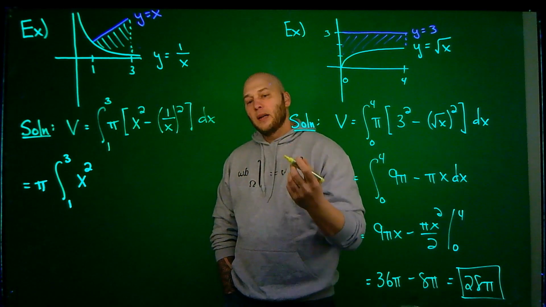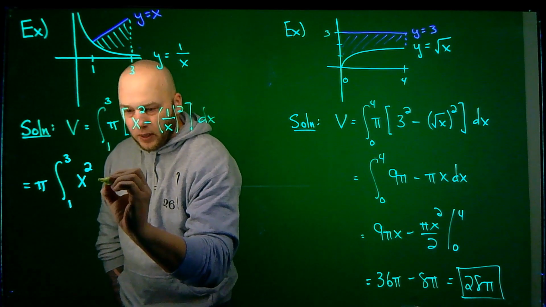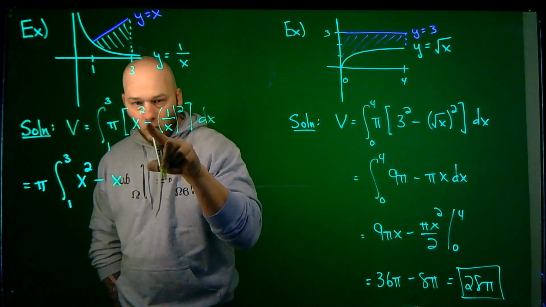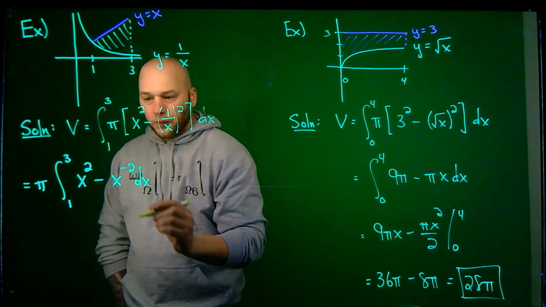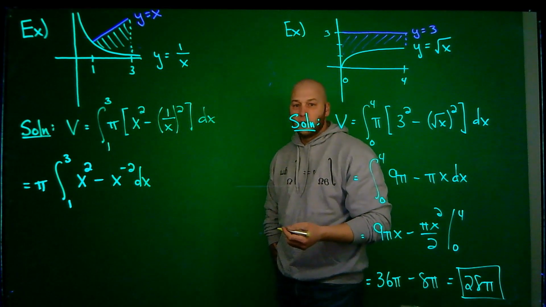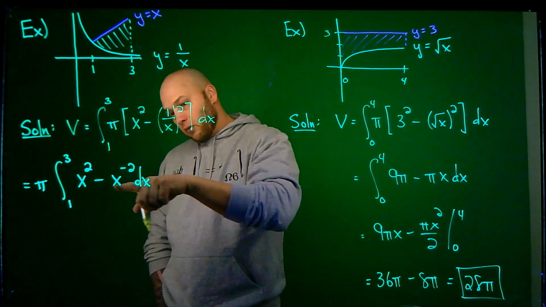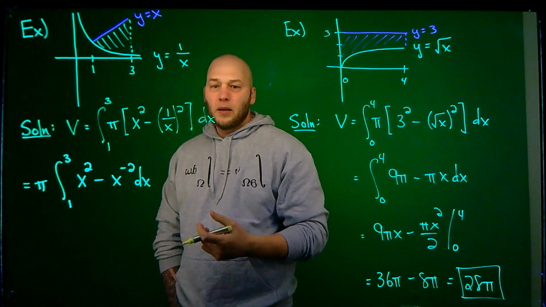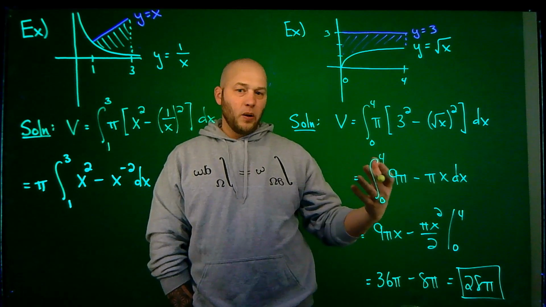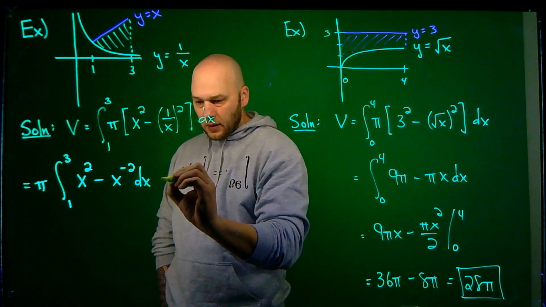And then to find the antiderivative, I want to write it as x to a power. That means I'm going to write this as negative, of course that's this negative, x to the negative 2 dx. So x squared minus x to the negative 2 dx. The reason for doing that is it's just easier to think through the power rule for antiderivatives, where I add 1 to the exponent and then divide by the increased exponent. Okay, so let's go ahead and evaluate this.